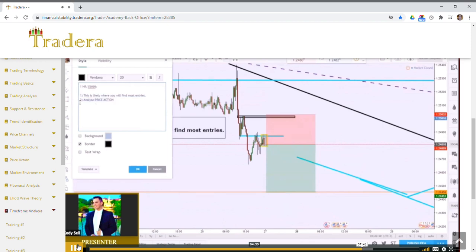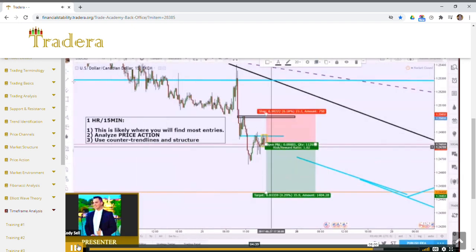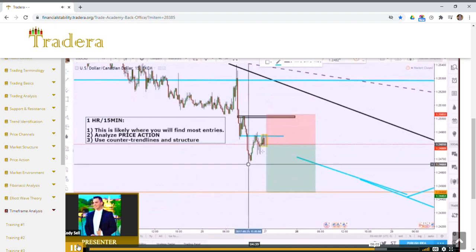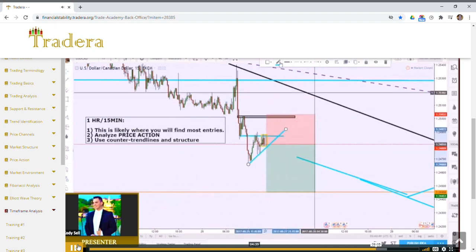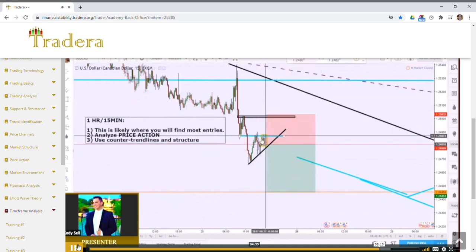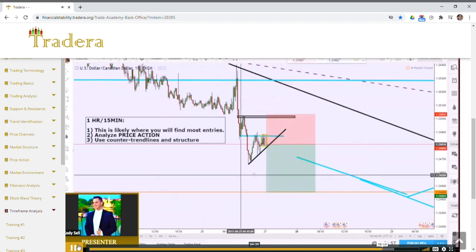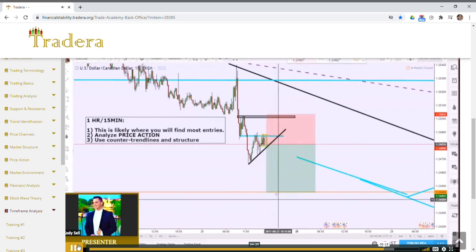You're analyzing mostly price action. You should have a lot of your levels marked, but you can also use counter trend lines and structure to help you find your entries, guys. So you're looking at price action, counter trend lines, and structure to help you find your entries. Look at this counter trend line right here. What is about to happen? Let's say you missed this sell trade right here. When this breaks and retests potentially right back at this level, you guys will have another sell entry. Counter trend line break, retest, continuation down.